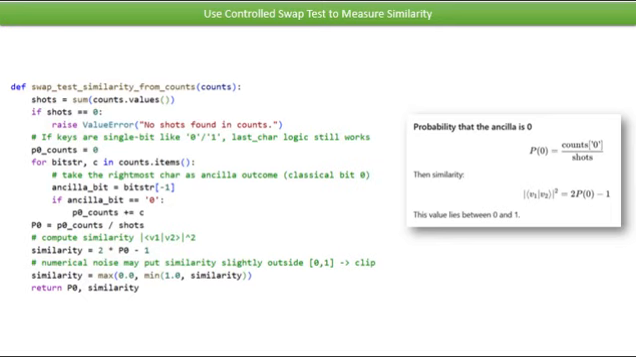Step 4. Clip for numerical stability. Because simulators and floating point arithmetic can introduce tiny errors, we gently clip the result into the valid range. Finally, this function returns two values. P0 is the raw quantum probability. Similarity is the meaningful similarity score. This is where our entire quantum pipeline comes together: from text to vectors to quantum states to interference, and finally to a real similarity number we can compare.